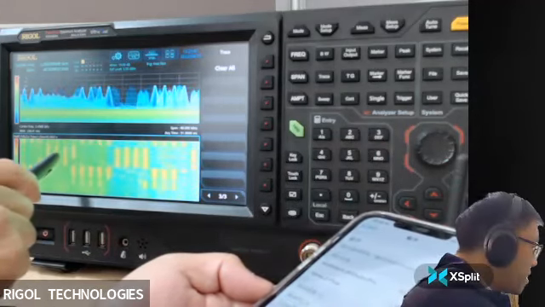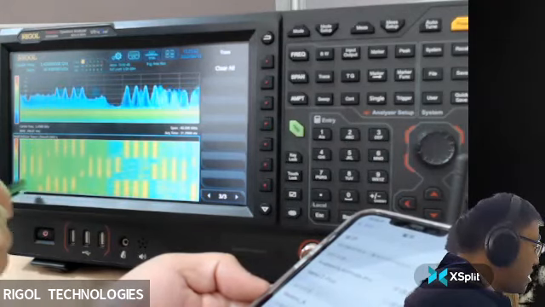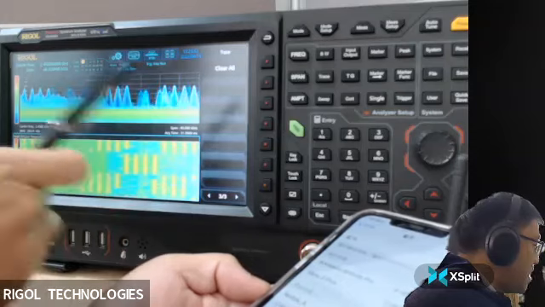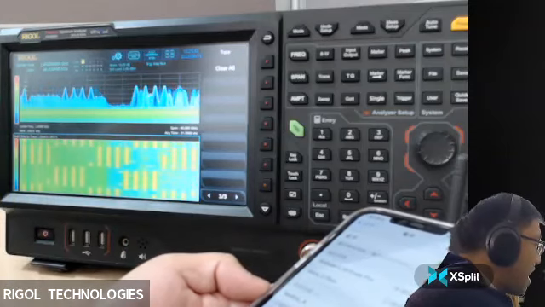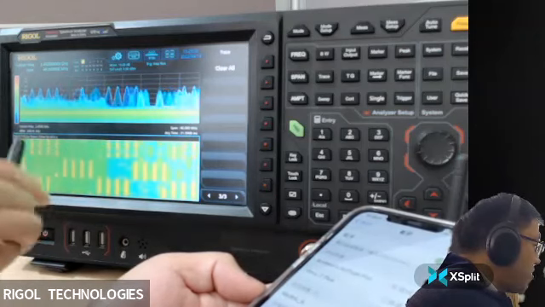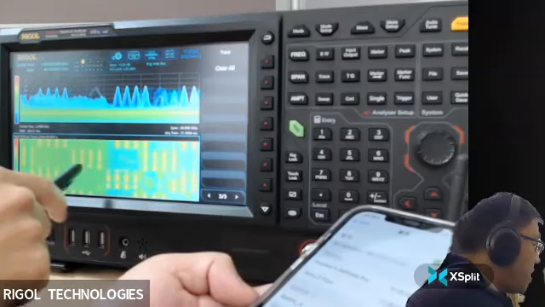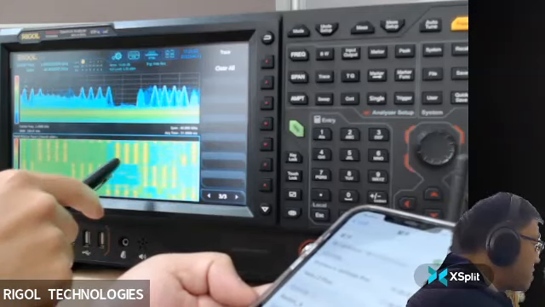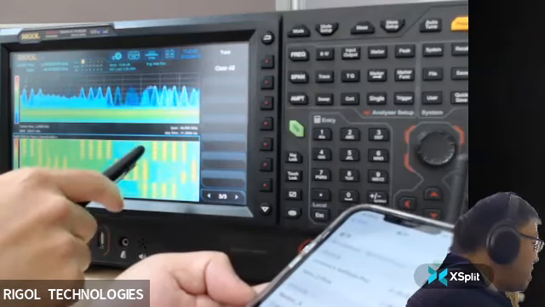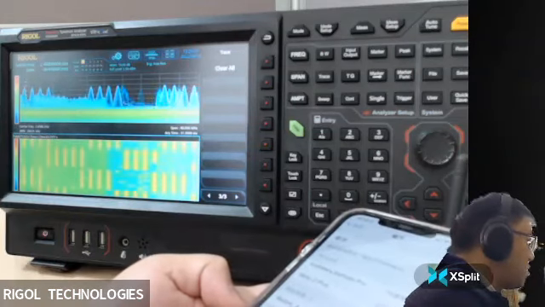So this is the hopping signal according to the time axis, and the horizontal is the frequency axis. And we also have the Z axis to show the power density. You can see the different colors on the display here. It is very important and a good advantage for customers to monitor the hopping signal.